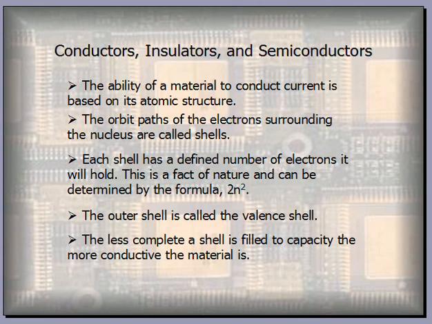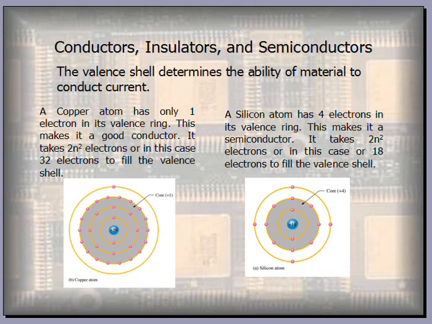The orbit paths of the electrons surrounding the nucleus are called shells. Each shell has a defined number of electrons it will hold. This is a fact of nature and can be determined by the formula 2 times n squared. The outer shell is called the valence shell. The less complete a shell is filled to capacity, the more conductive the material is. The valence shell determines the ability of material to conduct current.